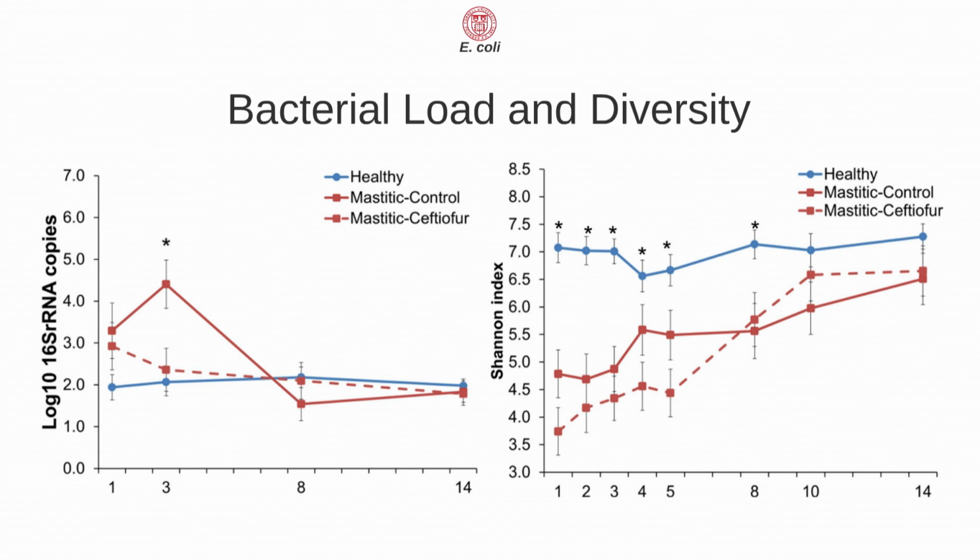Bacterial diversity here is calculated as a Shannon index, which basically takes into account all the types of bacteria that are present in a sample and how evenly distributed they are within that sample. And as we can see, healthy samples were always much more diverse than mastitic samples, and we cannot identify any statistical difference between treatment and control. By the way, every time you see a red or a blue line, red represents mastitic, blue represents healthy quarters.